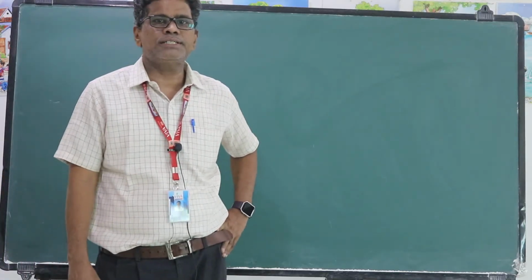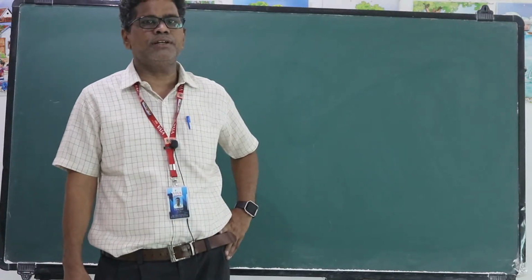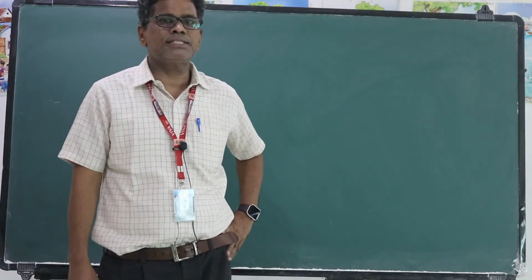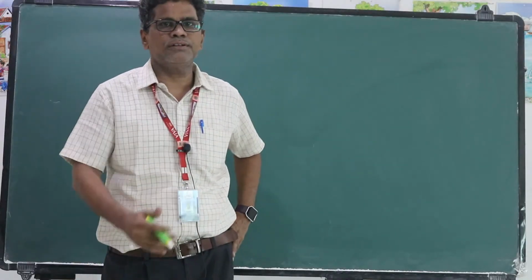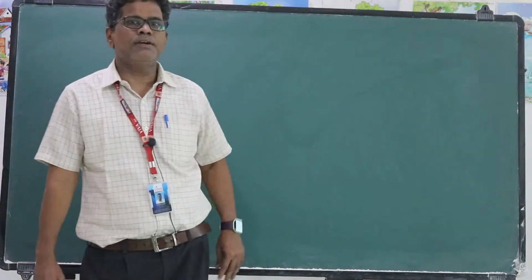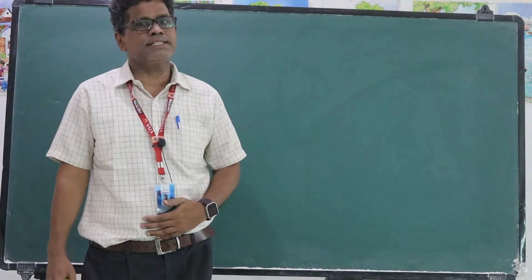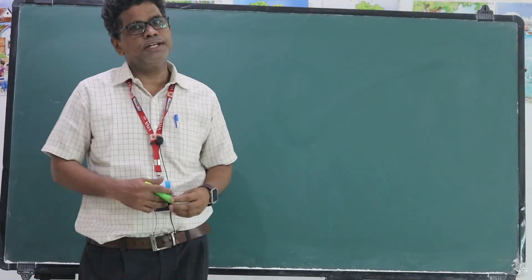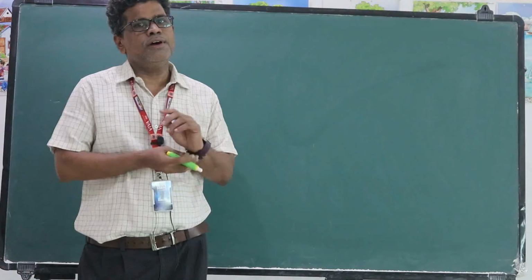Next, we discussed uniformly accelerated motion. In that, we discussed horizontal motion and vertical motion. In vertical motion, we have freely falling body and vertically projected body. So far these are the things we discussed. Okay. And the next one we are going to discuss is variable acceleration.